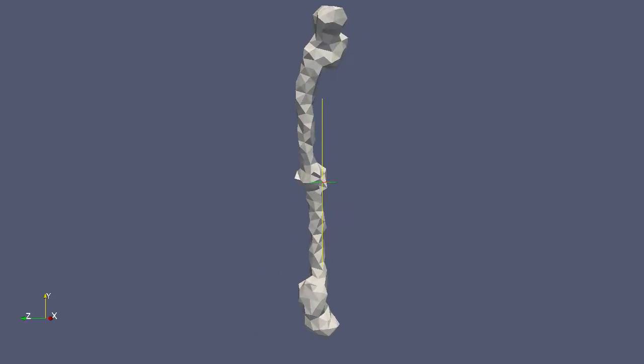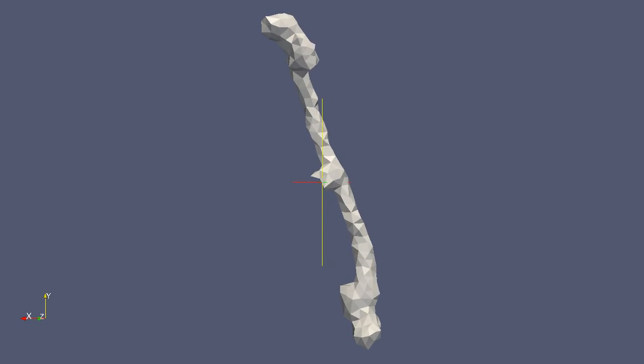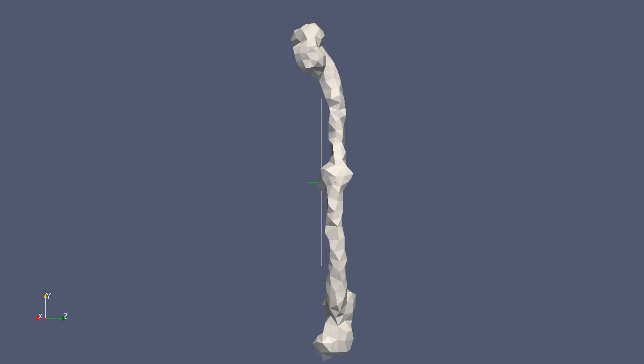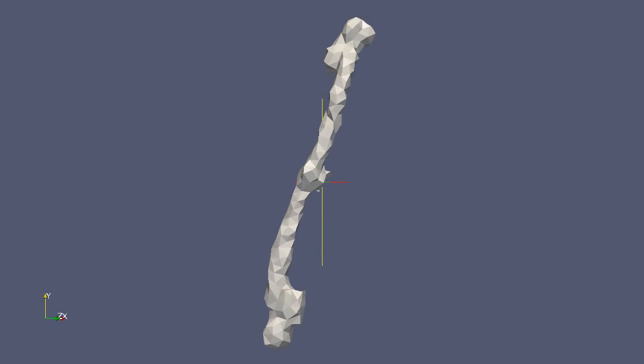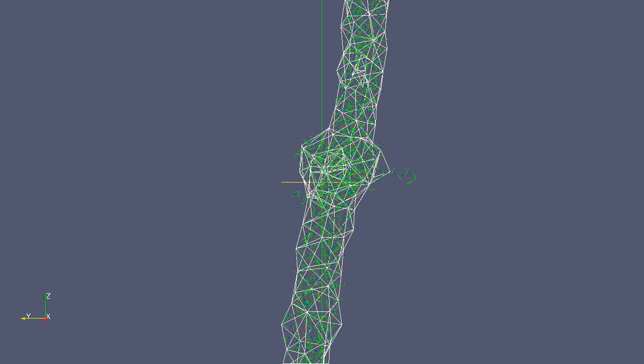Because ParaView can visualize both VTK and PDB files, it is also possible to do PDB-VTK mapping, which gives us a really important point of view.